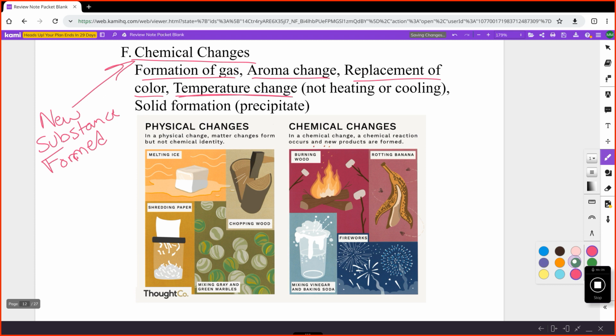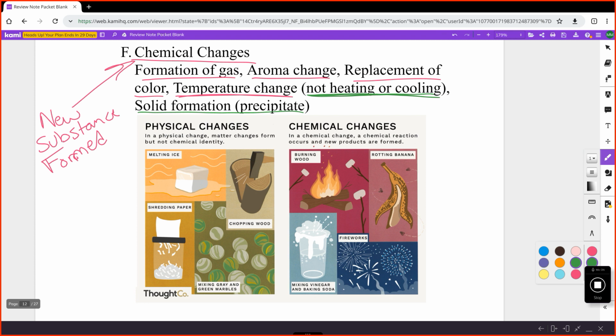But specifically, this is the one tricky part: not heating something up. Obviously, if I add heat to water, it's going to get hotter. The temperature will change, but I'm adding the heat to the water. When I say temperature change, that would be like the water actually just spontaneously starts to get hot on its own. That would mean a chemical change is happening in that water. Right? And solid formations or precipitates. These are the things that indicate a new substance has been formed. Therefore, these are the things that indicate a chemical change has happened.